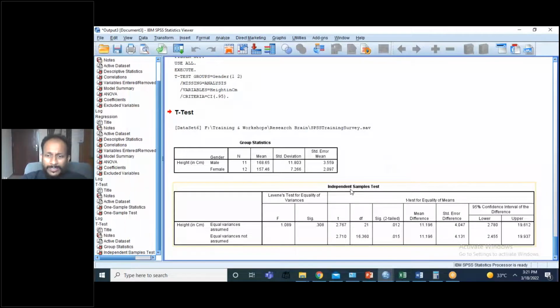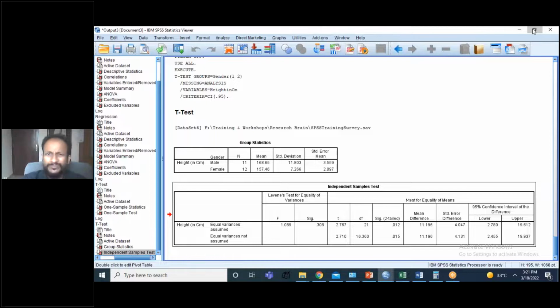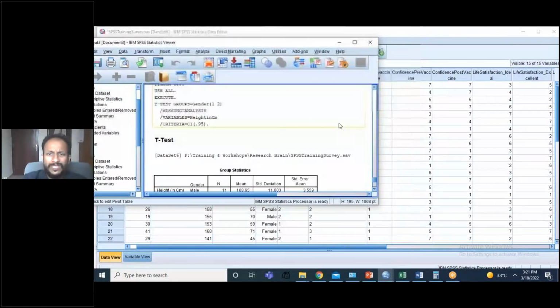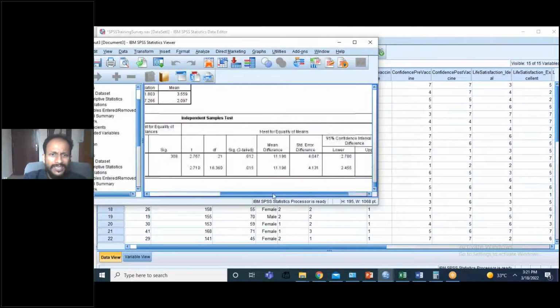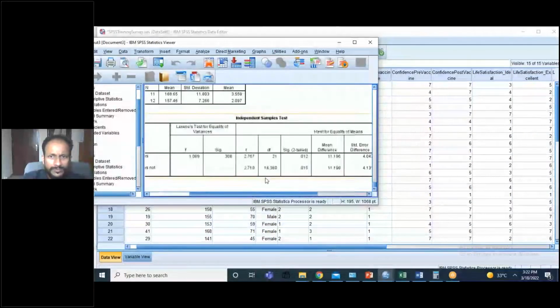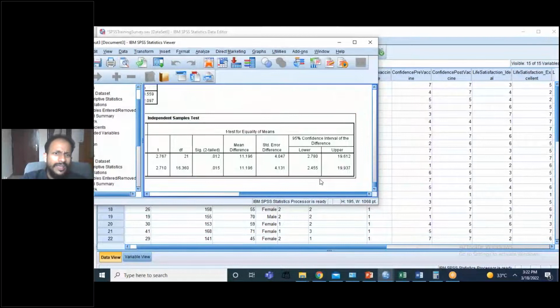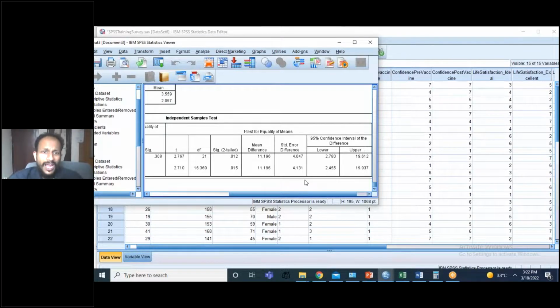Now, if you can look at this particular table, if you bring down, you can see that we have got the value of the t-test. We have got whether there is any difference between the heights and whether that difference is significant enough or not. You can see that the significance value is lesser than 0.05, which indicates that we reject the null hypothesis, and thereby we accept the alternate hypothesis.